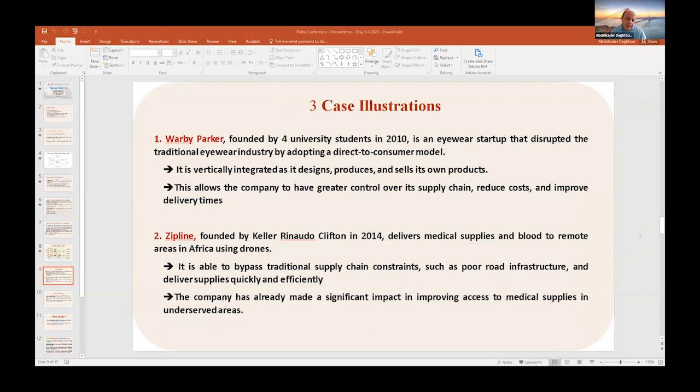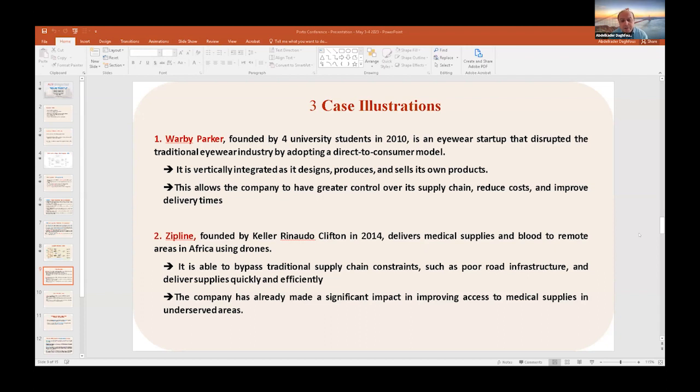So let's look at some examples just to see what this is all about. Warby Parker, founded by 4 university students in 2010, is an eyewear startup that disrupted the traditional eyewear industry by adopting a direct-to-consumer model. It is vertically integrated as it designs, produces, and sells its own products. This allows the company to have greater control over the supply chain, reduce costs, and improve delivery times.